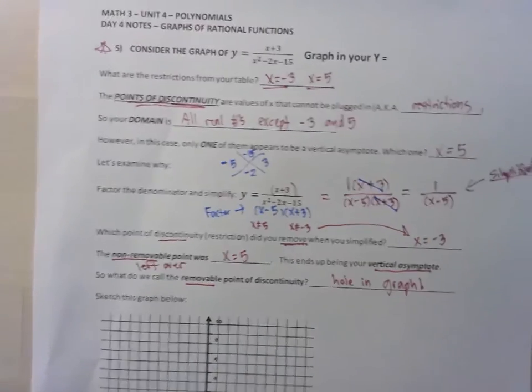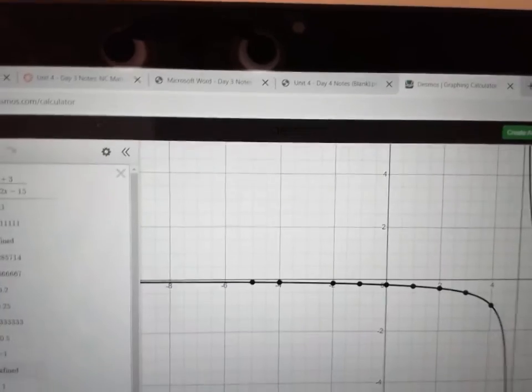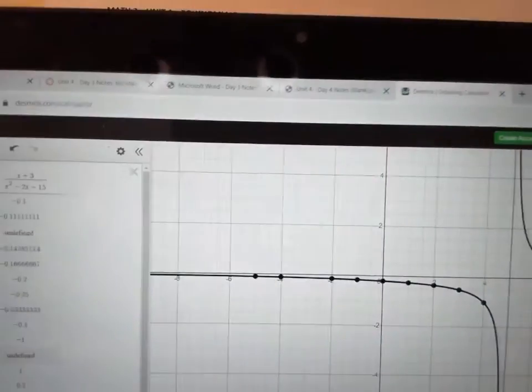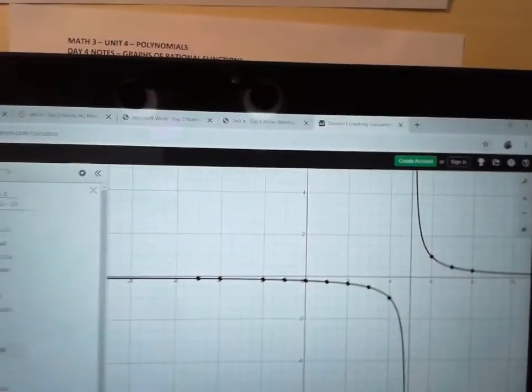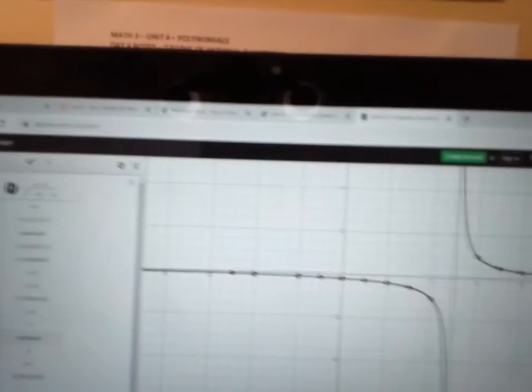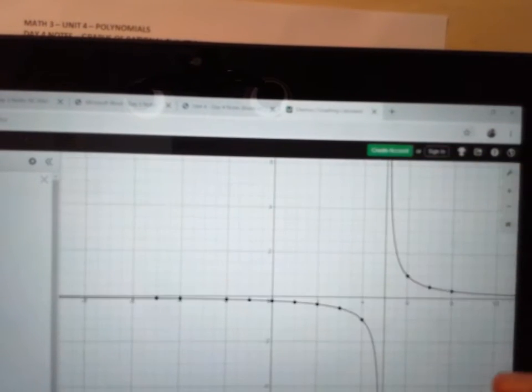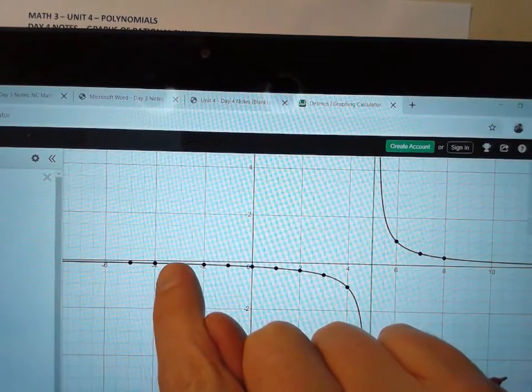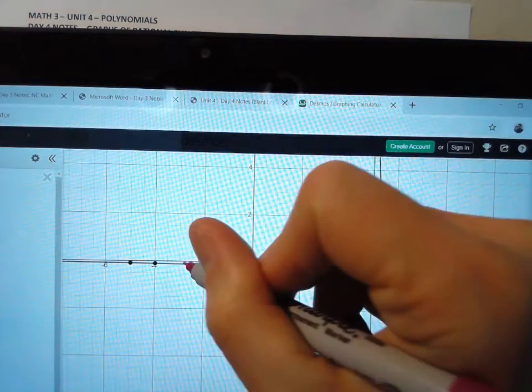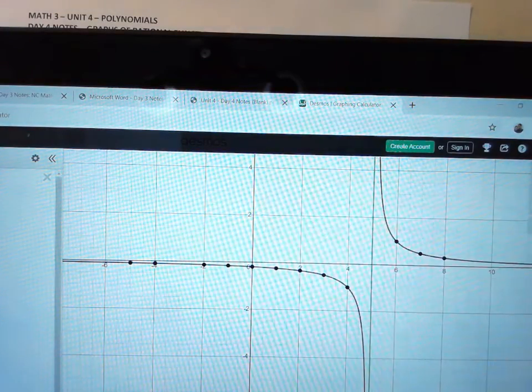And here's how you think of that. Again, analyze this graph for a second. You got all these points plotted. You have a vertical asymptote at 5. And you have a missing point here. That's the hole in the graph. So right there, you're going to put an open circle.